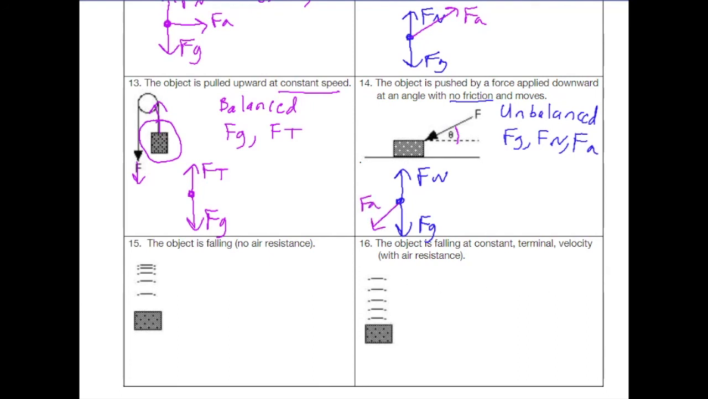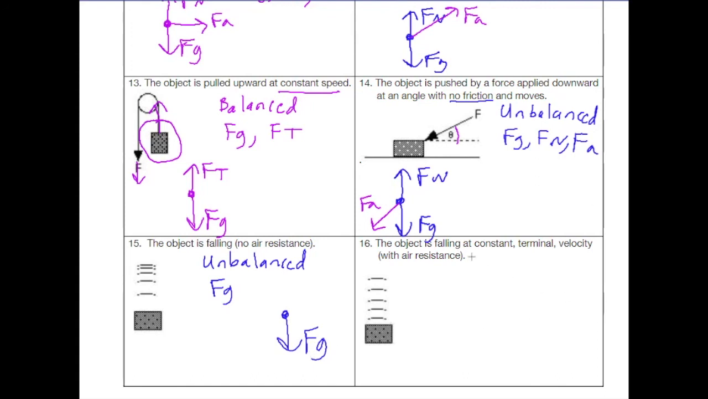Number 15, the object is falling with no air resistance. So I can see right here these little speed signs or whatnot are getting bigger and bigger, meaning that it's accelerating, so it's unbalanced. What forces are acting on an object when it's in the air? Force gravity and air resistance. But in this case, there's no air resistance. So our free body diagram will just be force gravity.